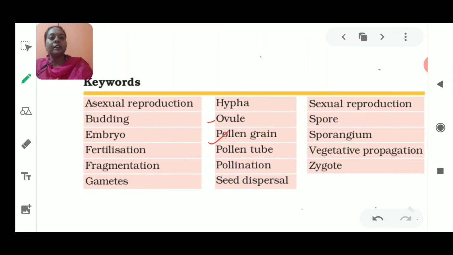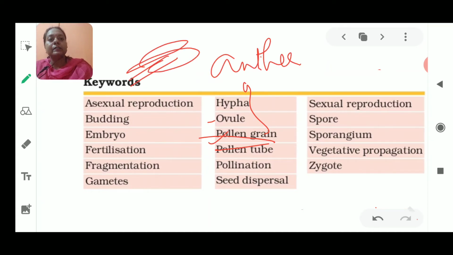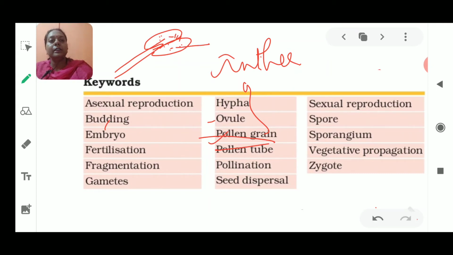And where is this pollen grain produced? They are always produced in the anther. So if you talk about the anther, these are anthers. Inside the anther, what happens? We have the pollen grain. Okay, so if we talk about the anther, inside this we have the pollen grain.